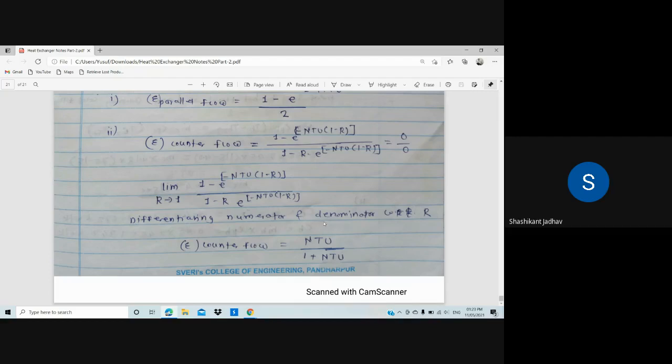Okay, so whatever equations we have written, effectiveness for parallel flow, counter flow, for case number 1, for case number 2, or the general equations, we have to remember all these equations. If we remember these equations, it is easy to find out the equations for case number 1 and case number 2. So write down: effectiveness for the counter flow heat exchanger is equal to NTU divided by 1 plus NTU.